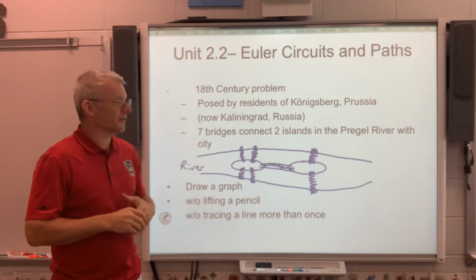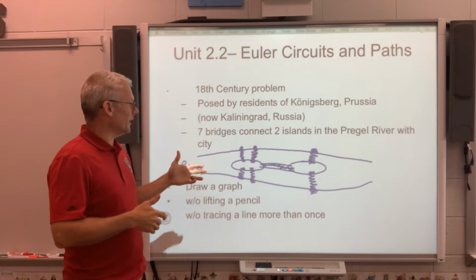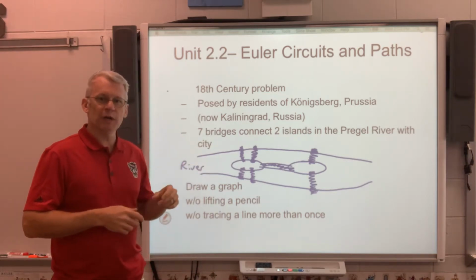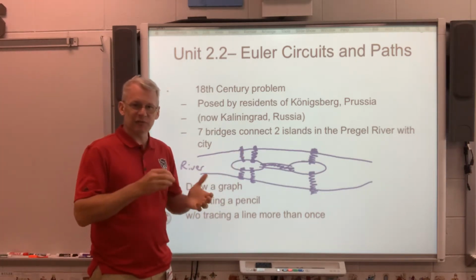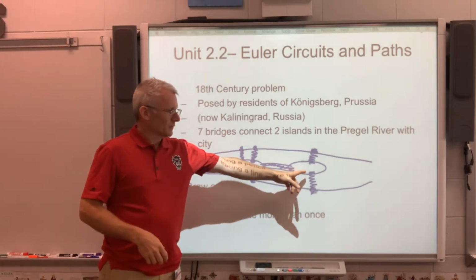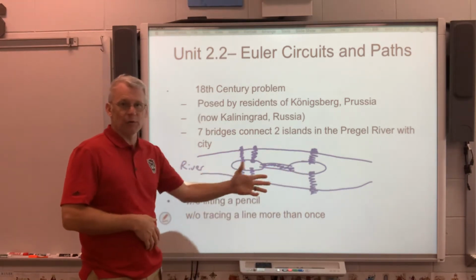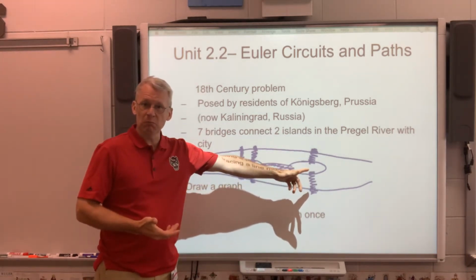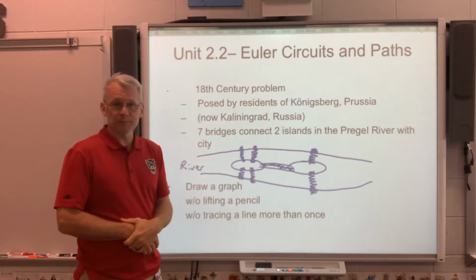posed by the residents of Königsberg, Prussia. All right, so the residents of Königsberg, Prussia, basically it was the king of Prussia at the time, he wanted to go across all the bridges and start and stop at the exact same spot. Okay, so his castle was on one of the islands in the Pregel River, and he wanted to start at home, go across every single bridge and end up back where he started.